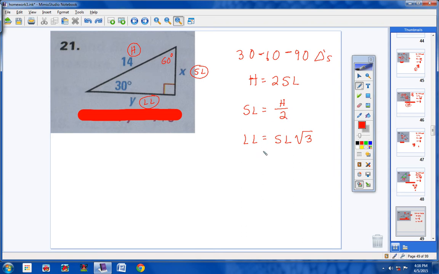So let's think this through. If I know the hypotenuse, it's really easy. Let me put it to you this way. Anytime you know the shorter leg, it's really easy to find the hypotenuse. And anytime you have the hypotenuse, it's really easy to find the shorter leg.